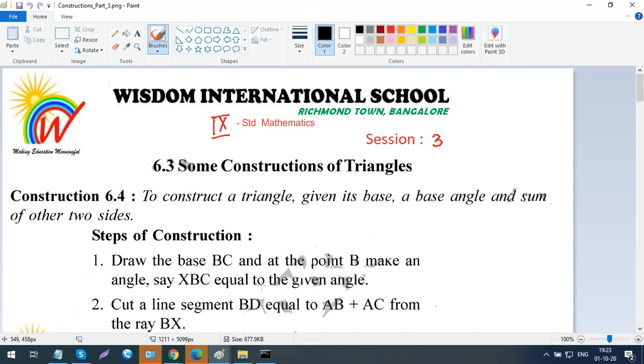So we are going to continue with this construction chapter. In the first video we have learned a few constructions, like bisection of angles and drawing perpendicular bisector and so on. Now in this video we are going to learn how to draw a certain kind of triangles.